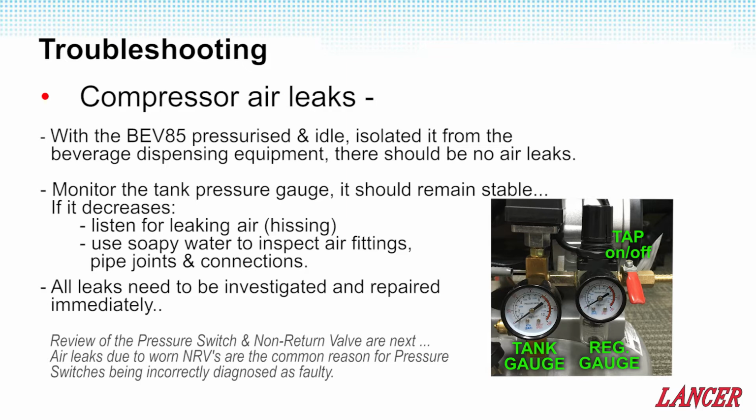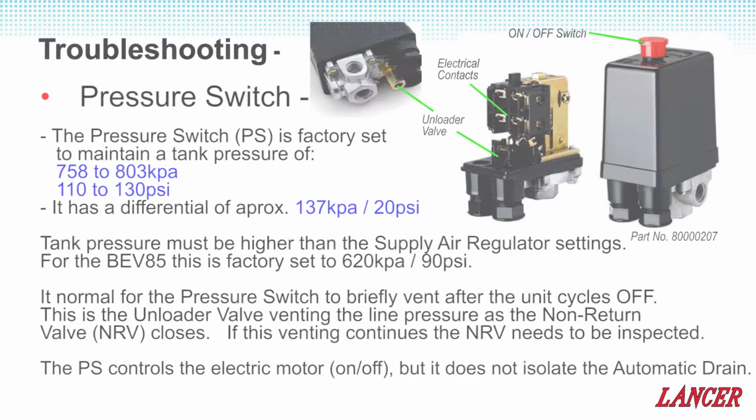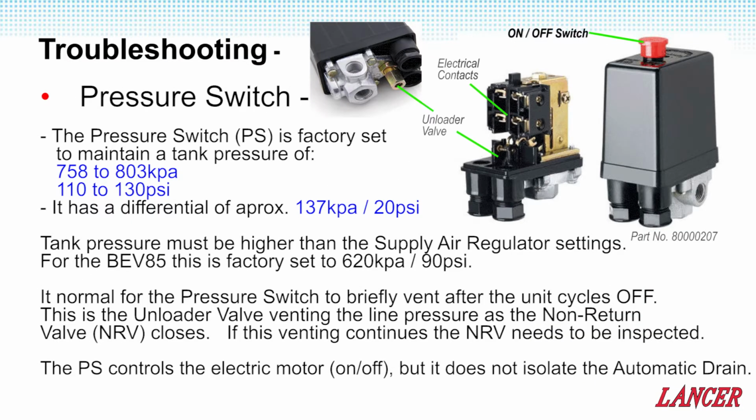The air leaks due to worn non-return valves are the most common reasons for pressure switches being incorrectly diagnosed as faulty and are the main reason that air compressors leak. The pressure switch in brief. The key components are the on-off switch, the electrical contacts controlled by pressure, and the unloader valve.